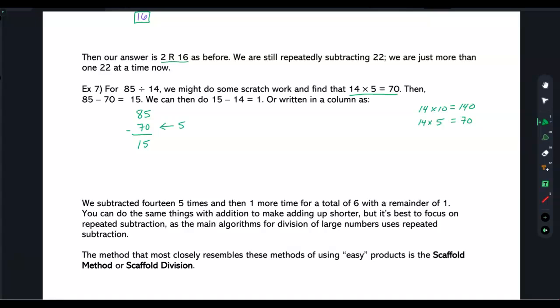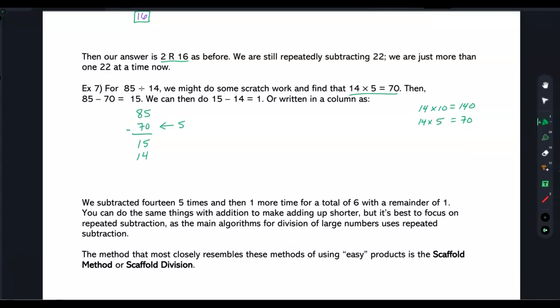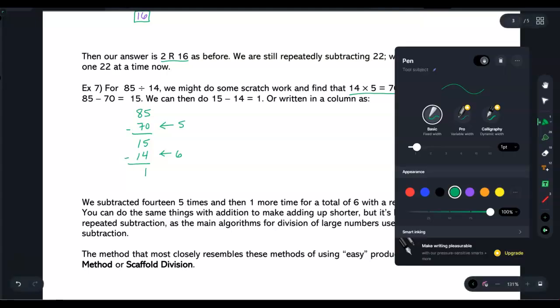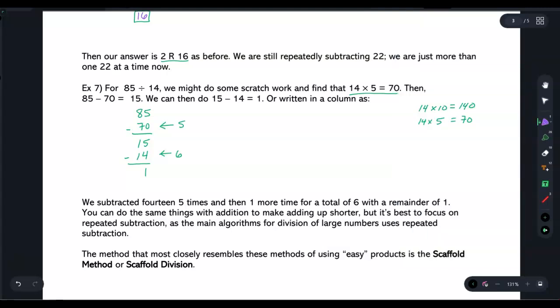In this case, could I subtract 14 again? I could, right? So sometimes you'll be done, and sometimes you could subtract again. So I could subtract another time. I'm going to call that the 6th time, because I already subtracted 5 times. And now I have 1 left over. So in terms of my quotient here, I subtracted a total of 6 times. This was numbers 1 through 5, and then this was number 6. So 6 times with a remainder of 1.